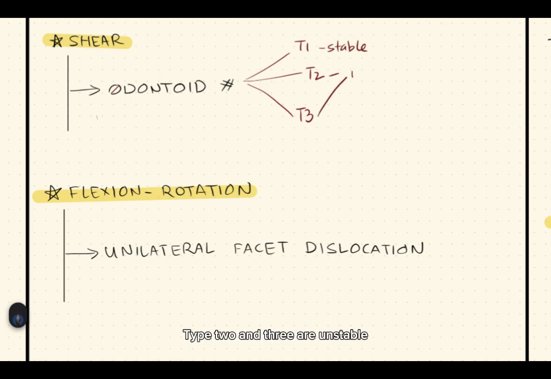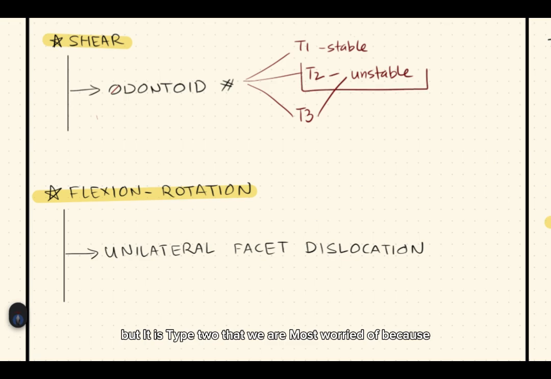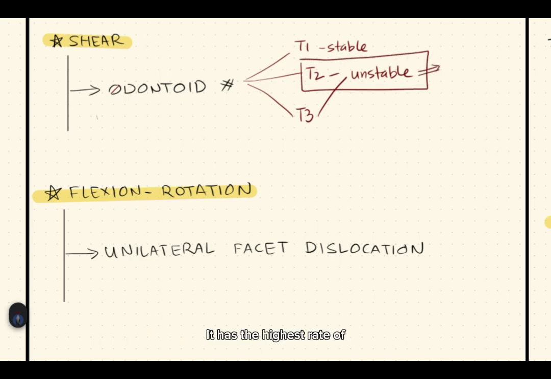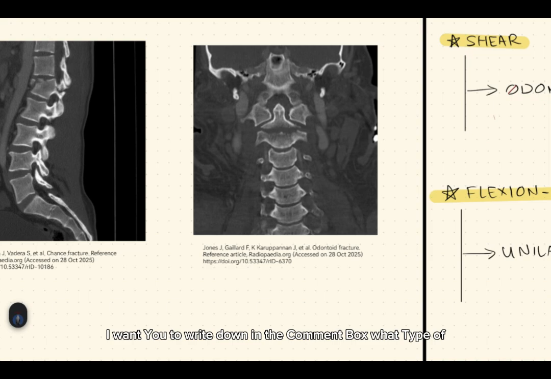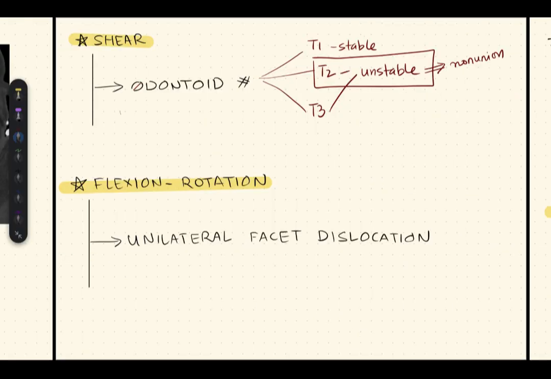Type 2 and 3 are unstable, but it is type 2 that we are most worried about because it has the highest rate of non-union and hence poor prognosis. So this is what it looks like. I want you to write down in the comment box what type of odontoid fracture you think that this is.